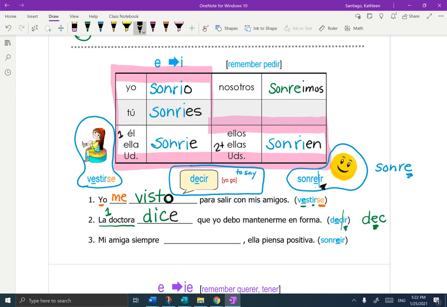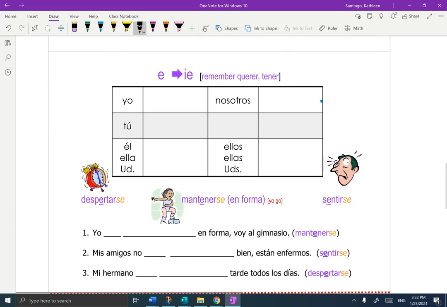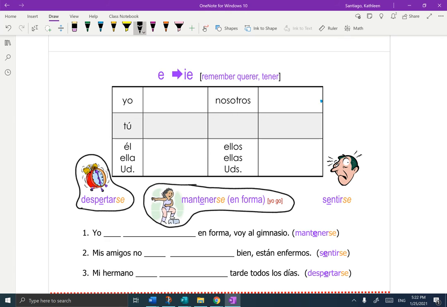That is the end of the E to I section. Let's scroll down to the last section. E to IE stem changers. Remember querer and tener? This goes with it. Okay, let's take a look at the verbs. Despertarse, I'm desperate to wake up. Mantenerse en forma, to maintain. Notice the word tener in the middle.